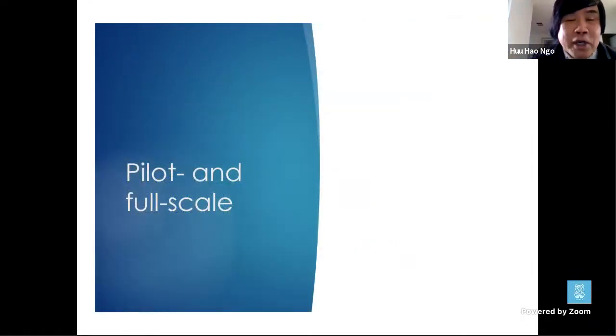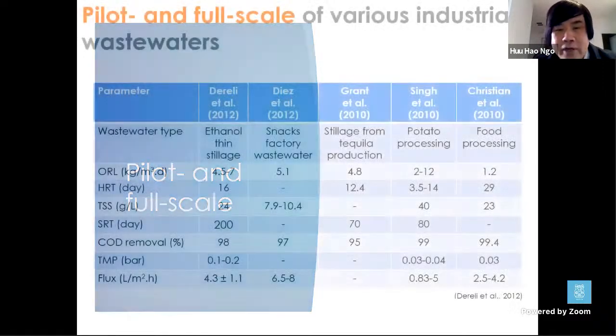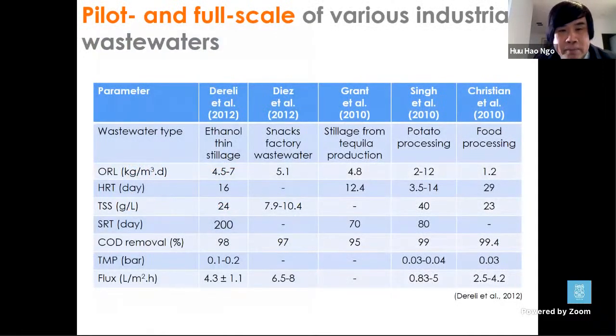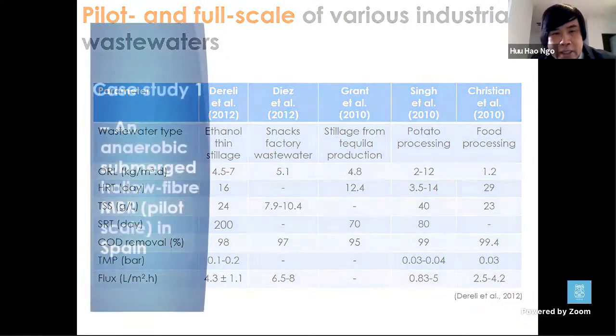Okay, so now we go from the lab scale further. We will see the pilot and full scale. What are the pilot and full scale results then? Because only at pilot and full scale can we see whether it's applicable or not, whether we can really go ahead with that, but not at lab scale.